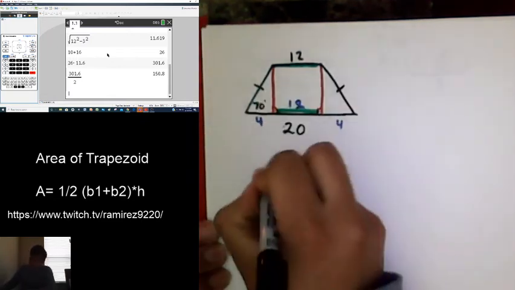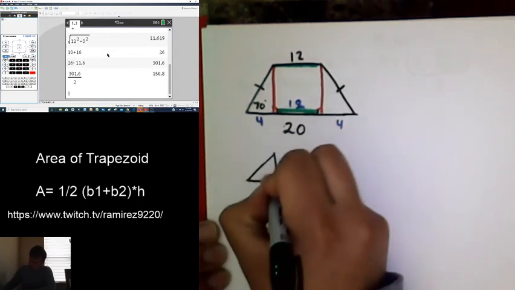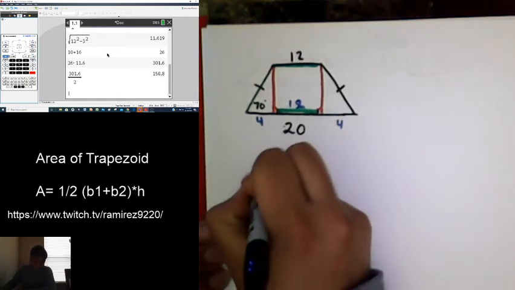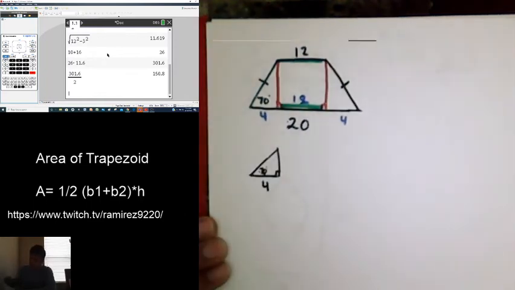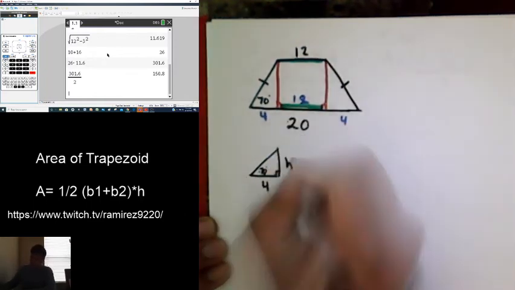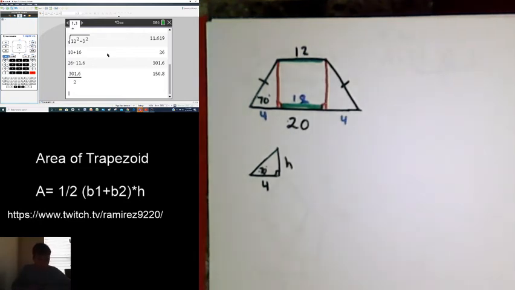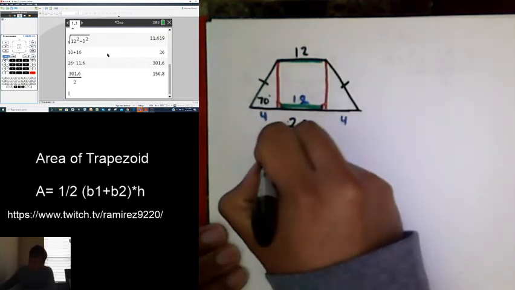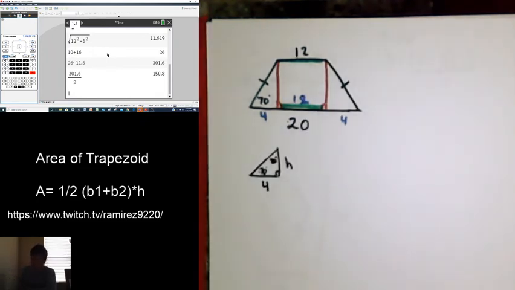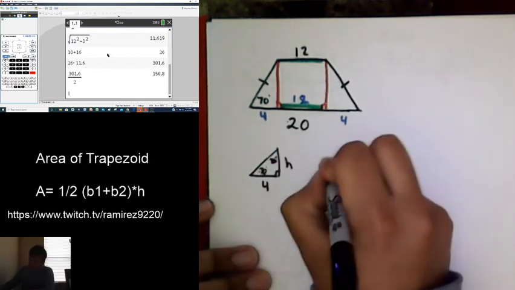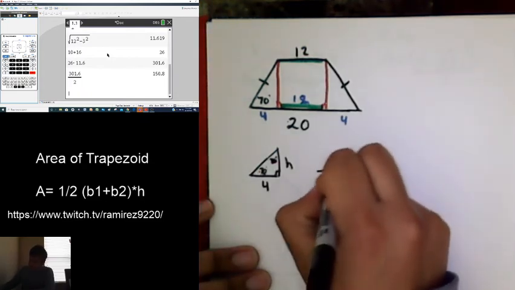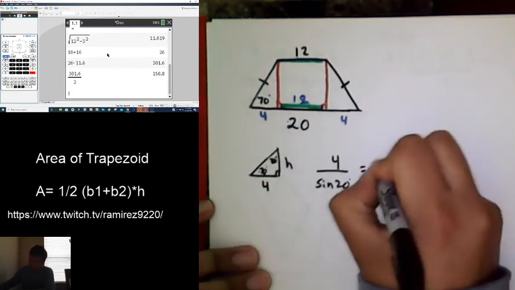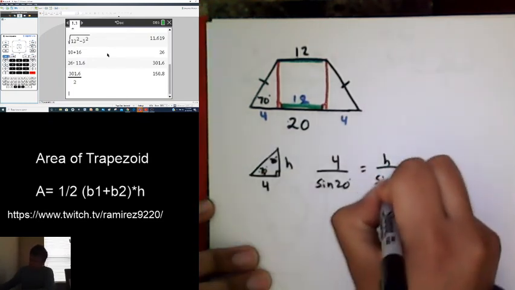So we just work on this triangle right here. Again, I know the angle here is 70 degrees. This side is 4. And I'm looking for my height. We could either do a SOHCAHTOA or law of sines. If that's 70 and that's 90, this has to be 20. And so I'm just going to do law of sines. 4 goes to the 20, so 4 and the sine of 20. And h goes to the 70, so sine of 70.